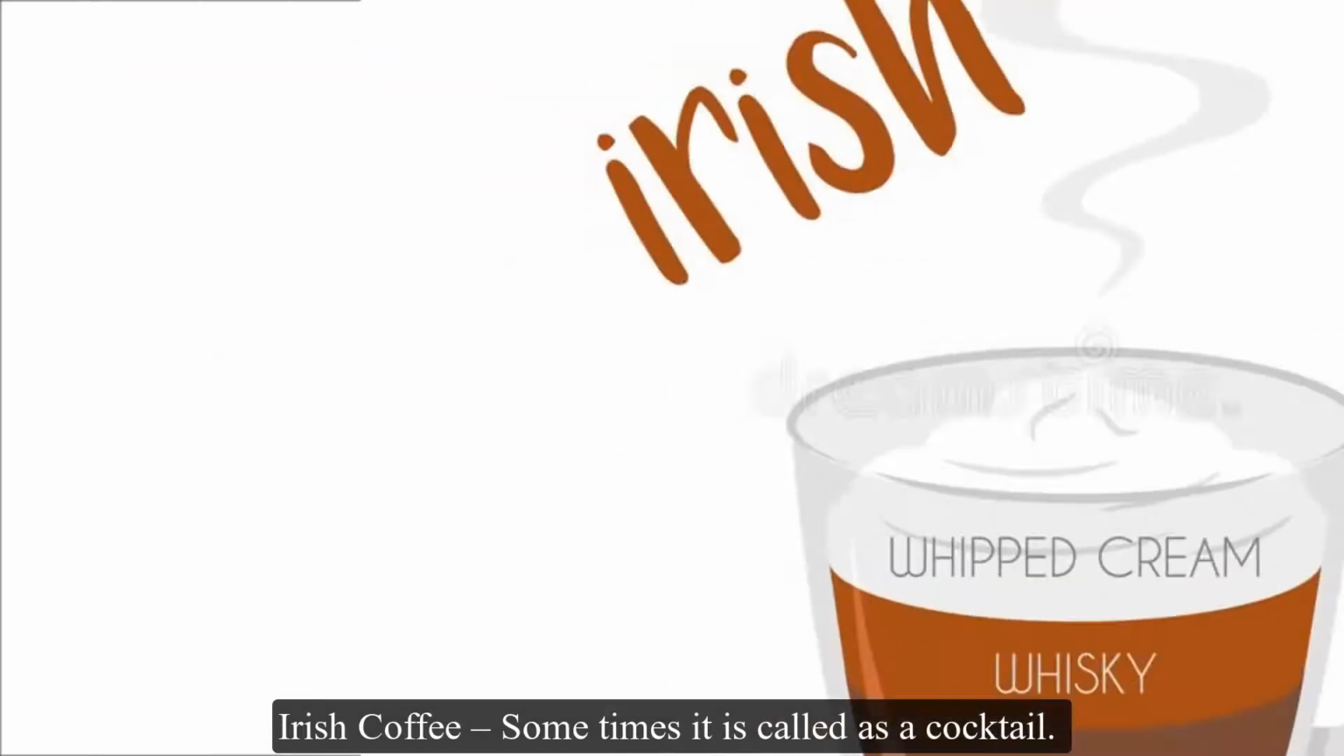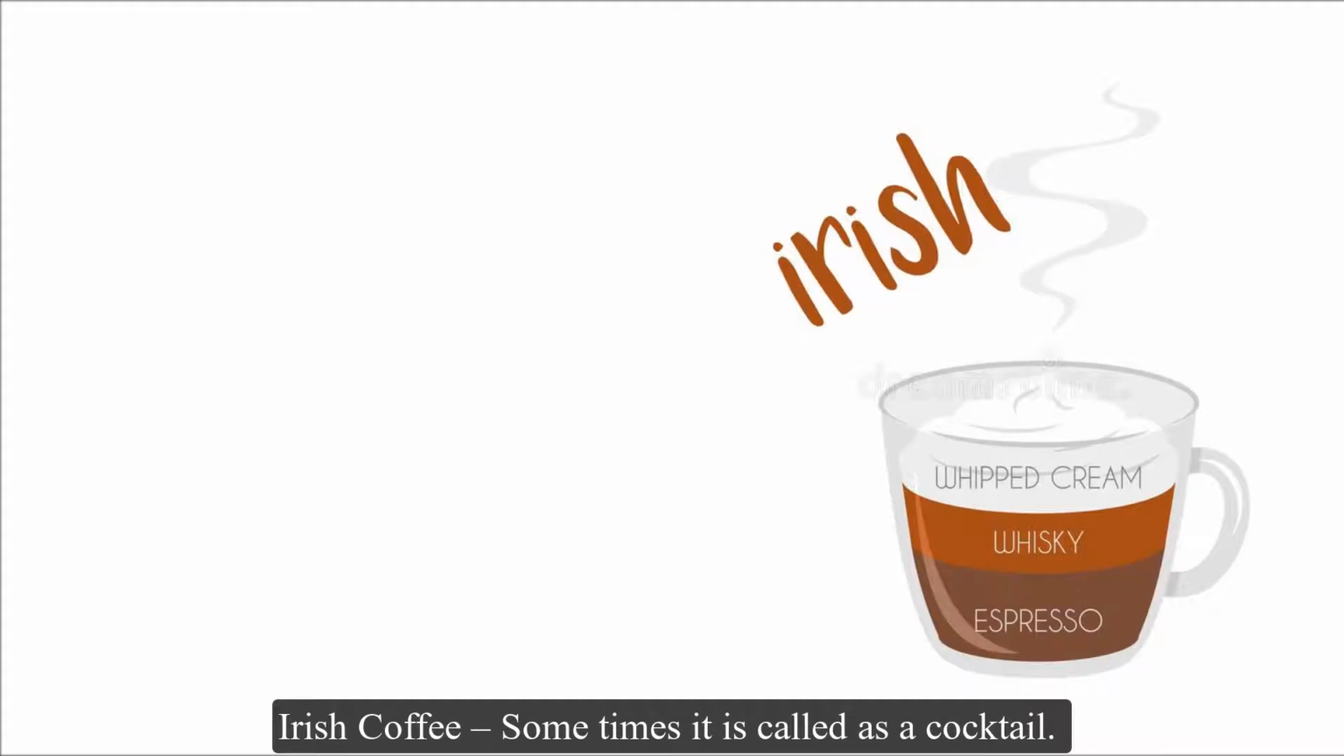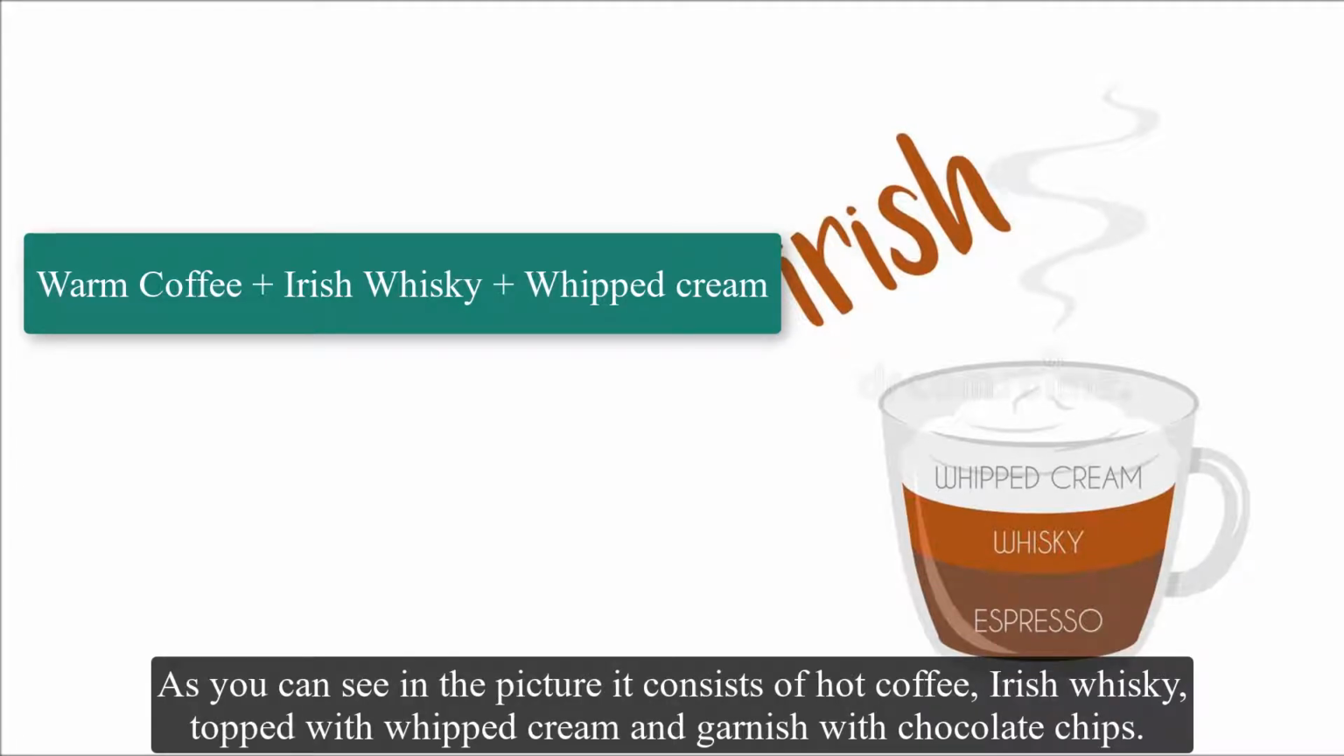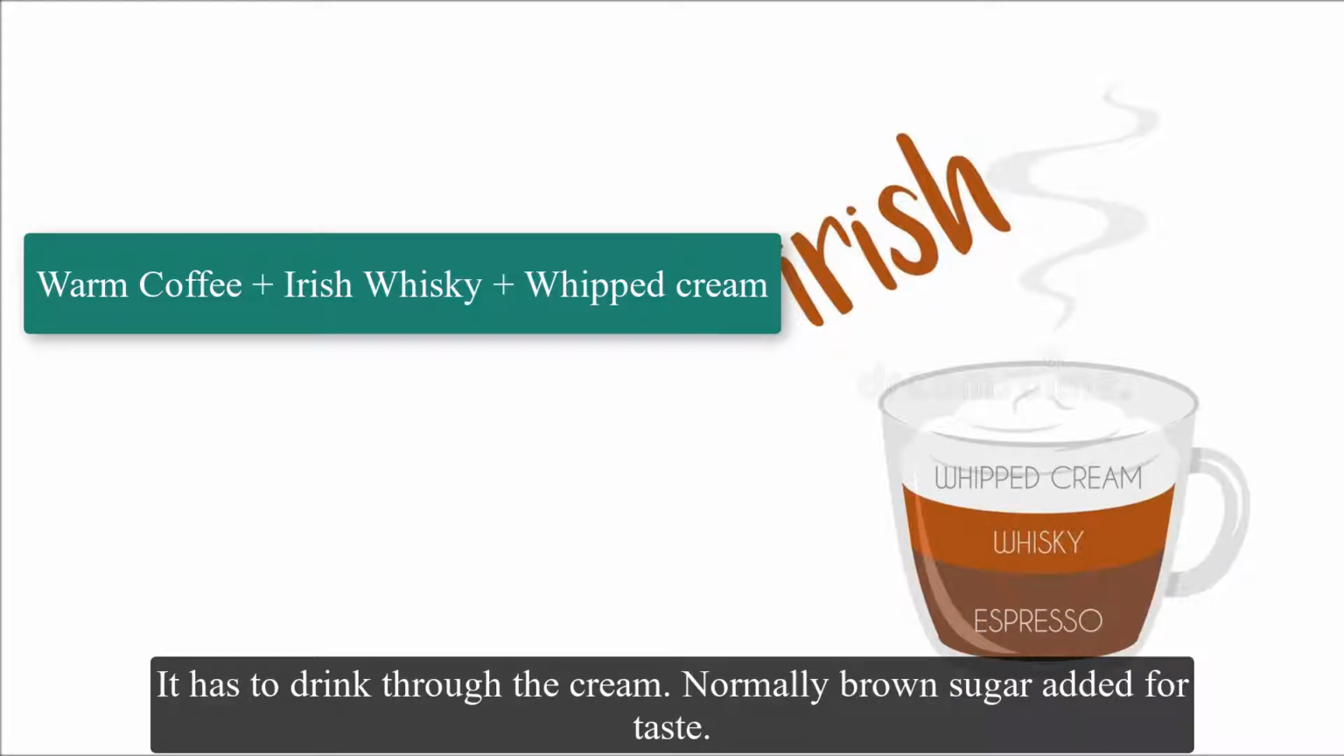Next we'll see about Irish coffee. Sometimes it is called a cocktail. As you can see in the picture, it consists of hot coffee, Irish whiskey, topped with whipped cream and garnished with chocolate chips. It has to be drunk through the cream.